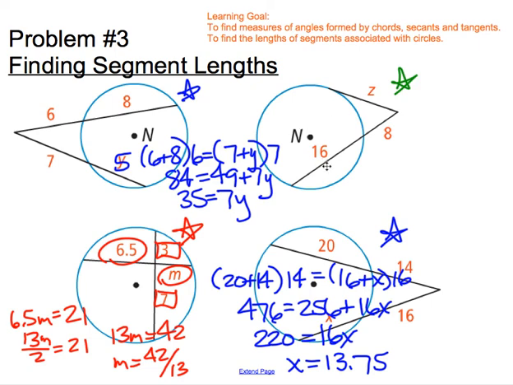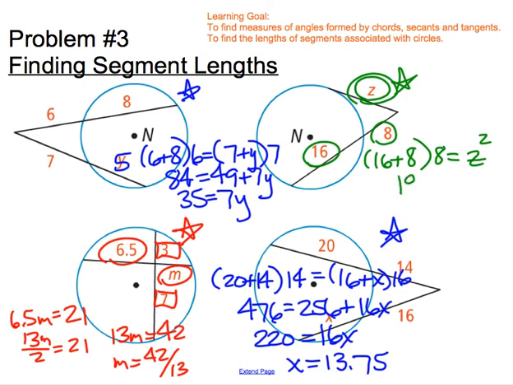And the final question up top involves a tangent line. So in these cases, we take the sum of the two, the same as we've done with secant lines. So we have 16 plus 8, and we multiply that by the outside, 8, and we set that equal to the tangent section, z, but the z gets squared. So 16 plus 8 is 24, and when we multiply that by 8, we get 192. So 192 equals z squared. And so taking the square root of both sides, we find that the square root of 192 is 8 times the square root of 3.